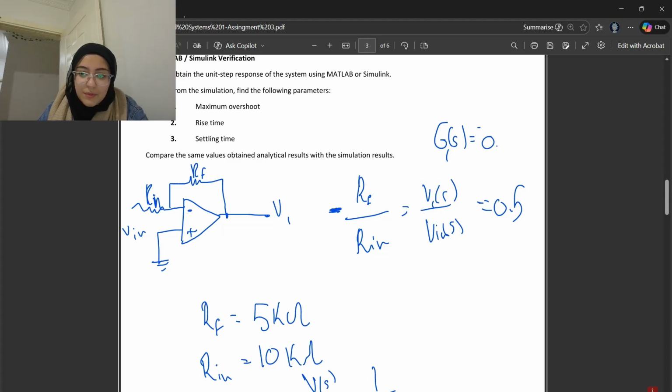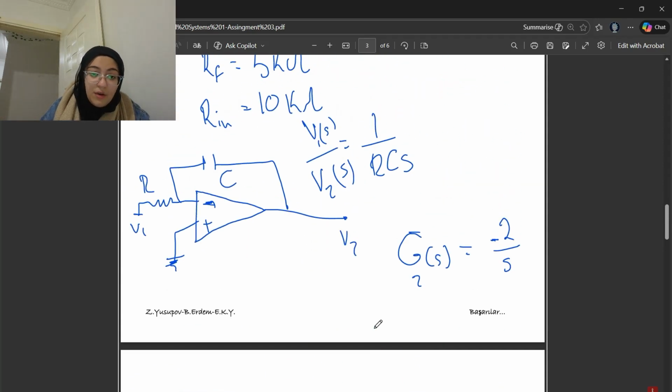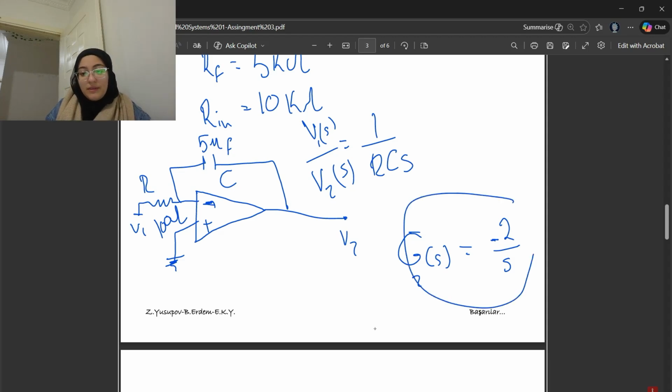Okay, 0.5. And the values of the capacitor and the R here: the R will be 100 ohms, and the capacitor will be 5 microfarads. Okay, so now I found the first and the second gain.